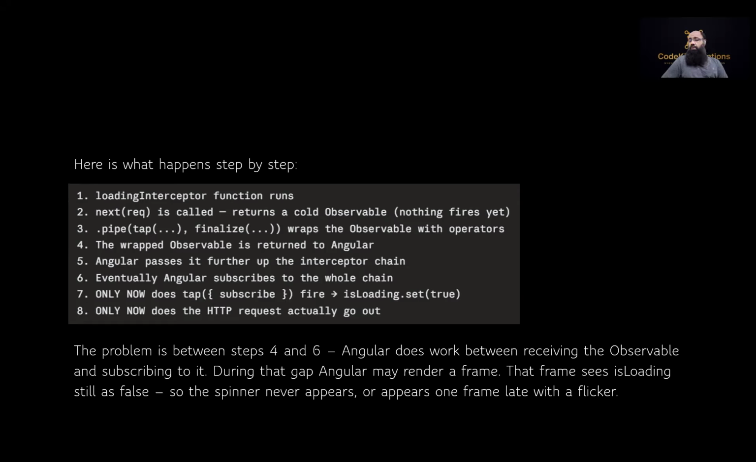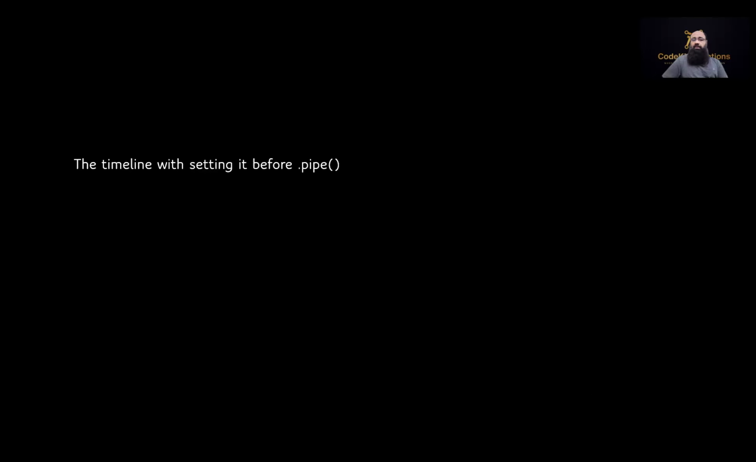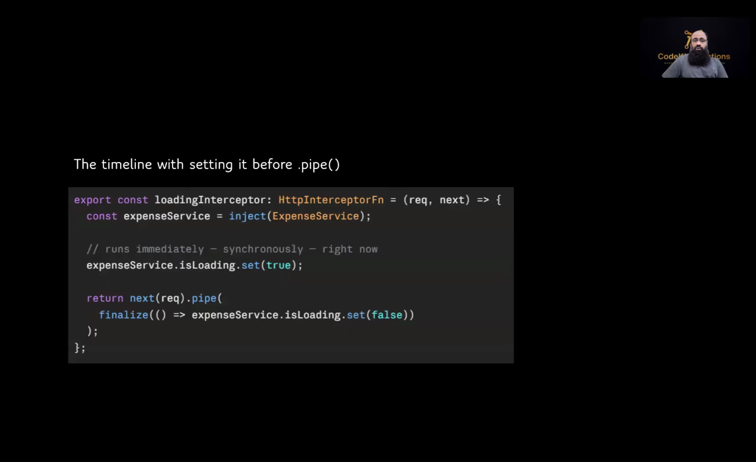During the gap, Angular may render a frame that sees isLoading as false. So the spinner never appears, or is displayed one frame late, or with a flicker. This is the reason we have used this instead of using the tap. So you can see we were setting it with pipe.